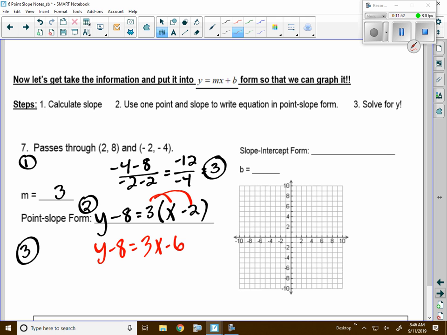Are we okay on that? And then we're going to add 8. That will get y by itself. So now, is that graphable?